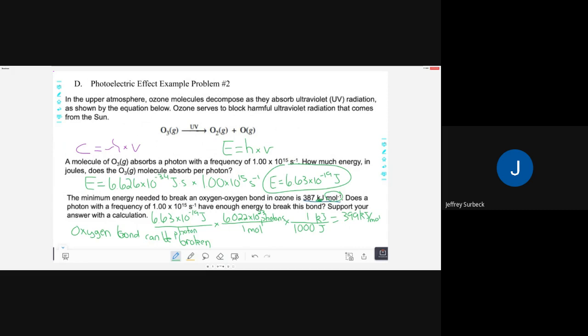Again, I like to think of this as like breaking sticks. What's the minimum amount of force you need to put to break a stick? Well, we went over that, so our stick is broken, aka our bond. Questions?